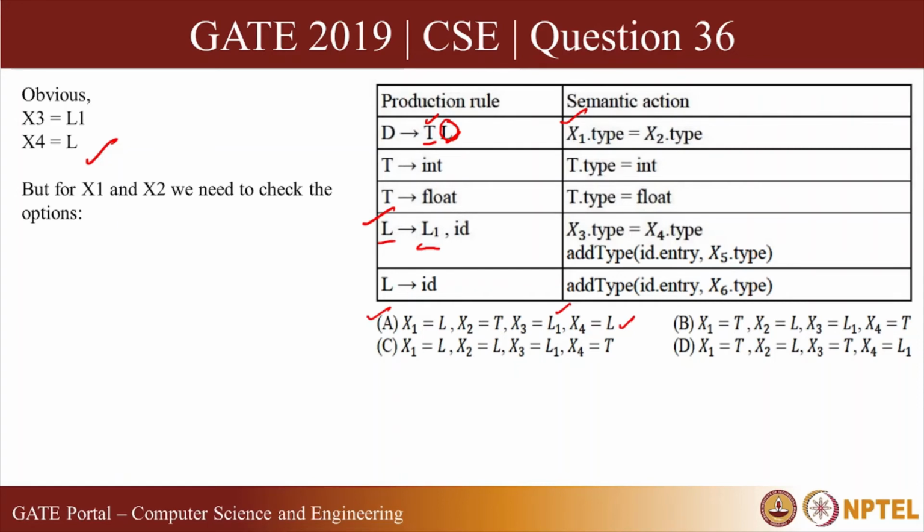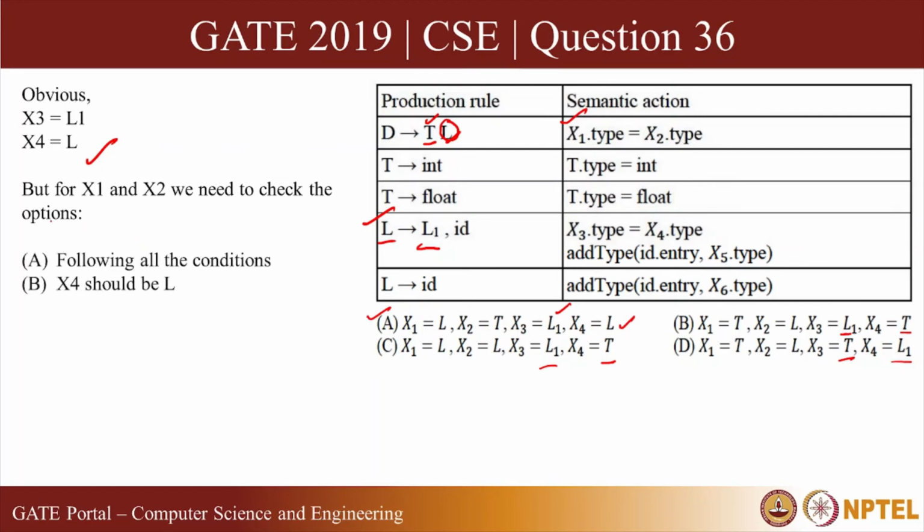Now if you look into all the other options, you can see that the combination x3 equal to L1 and x4 equal to L is itself not satisfied. In option B, x3 L1 is okay, but x4 is T, which is not okay. Again, x3 L1 is fine, but x4 is T, also not okay. Again, here x3 is T, x4 is L1, which is also not okay. So we won't check options B, C, and D. We only check option A, and we can see that it is the correct option.